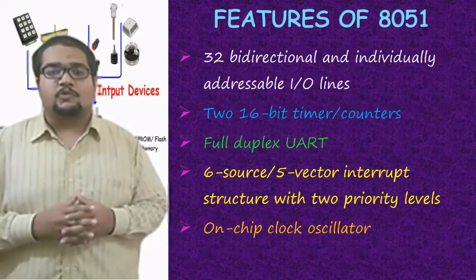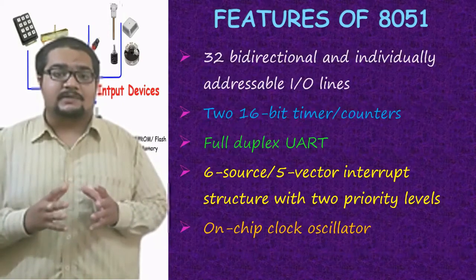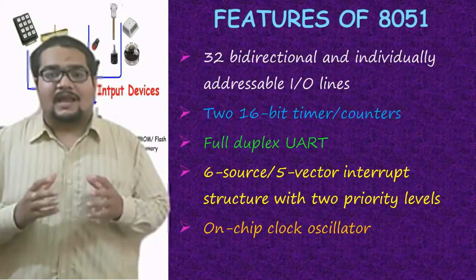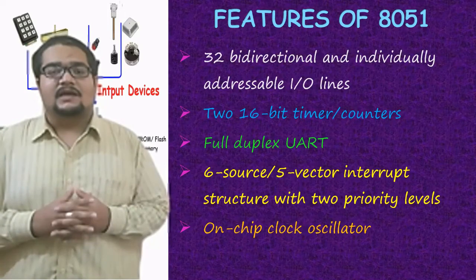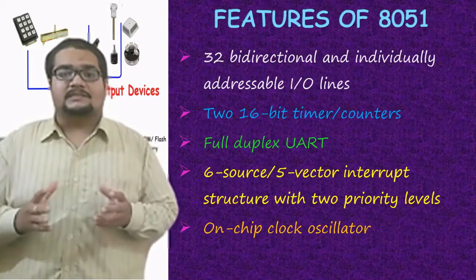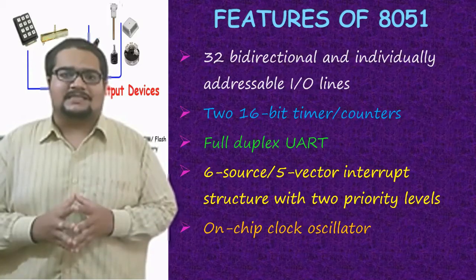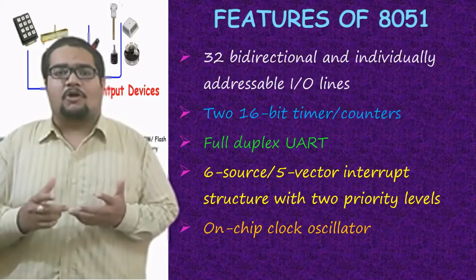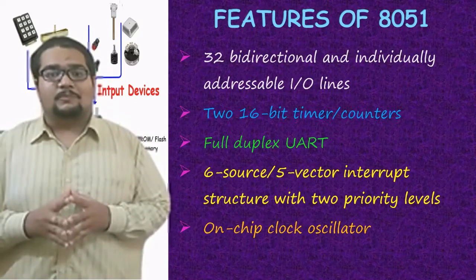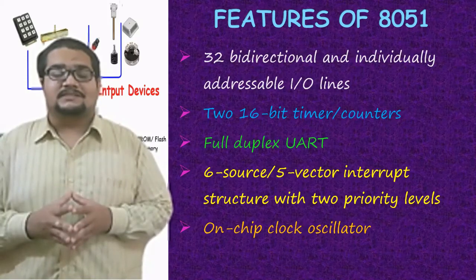Continuing with a few more features of the 8051, 32 bidirectional and individually addressable input-output port lines are available. Unlike the 8086, where we do not have any input-output port lines, in 8051 we have a total of 32 bidirectional input and output port lines, and all of them are individually bit-wise accessible. So you can turn a particular pin on and off according to your requirement, as you do with Arduino microcontrollers. The Arduinos were developed taking this 8051 as a base structure.